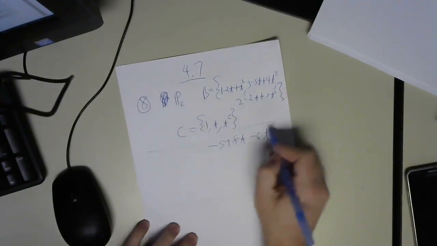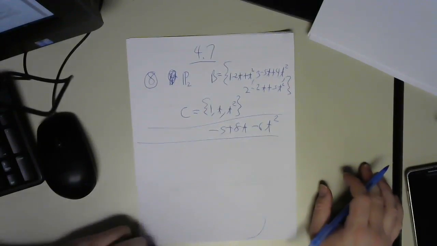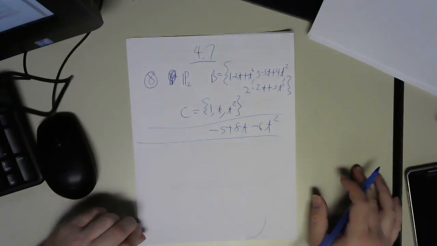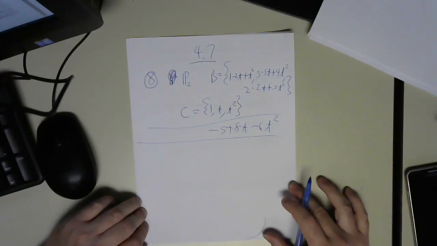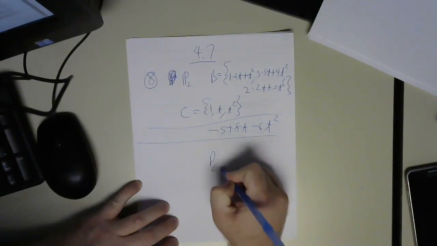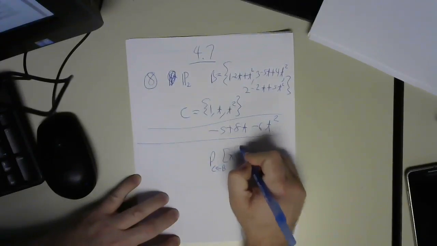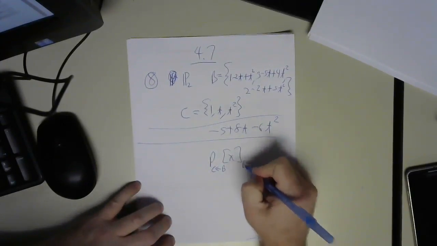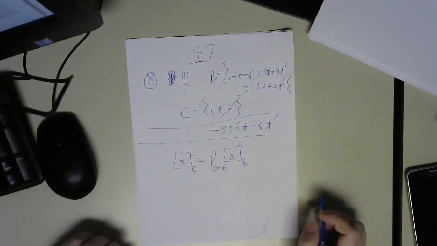Okay. It's really very similar to the last problem I worked. But let's see if we can write down the equation we need to write down. So it sounds like we're going from B to C. So we're going to need this matrix. So here is the key equation. We're going from basis B to basis C.